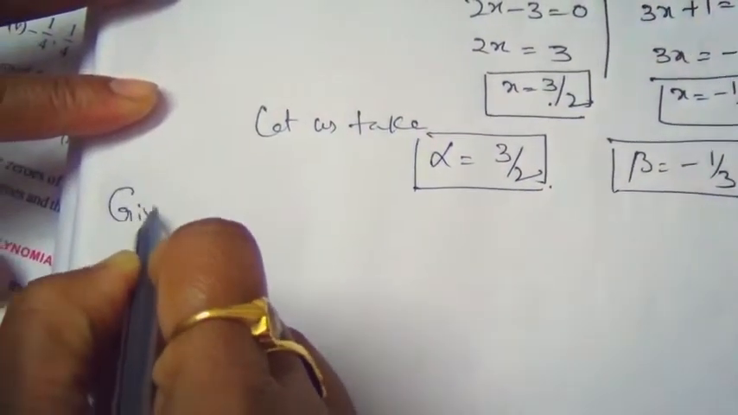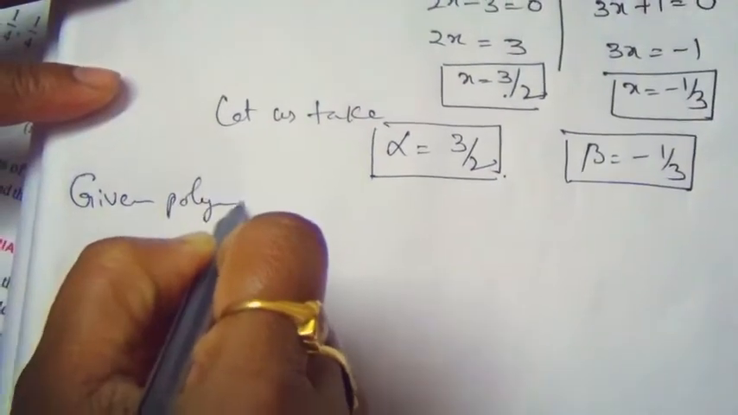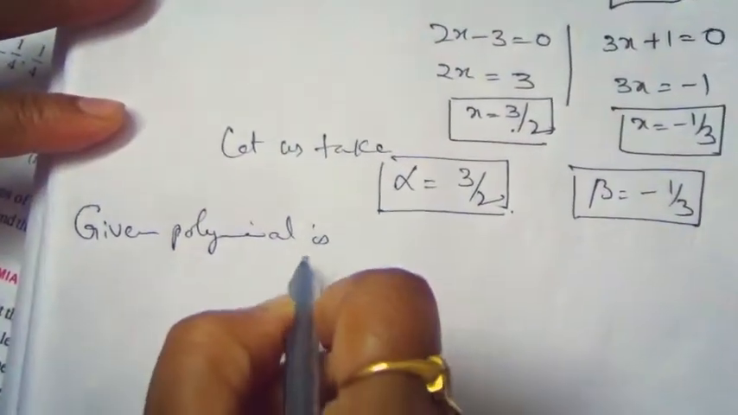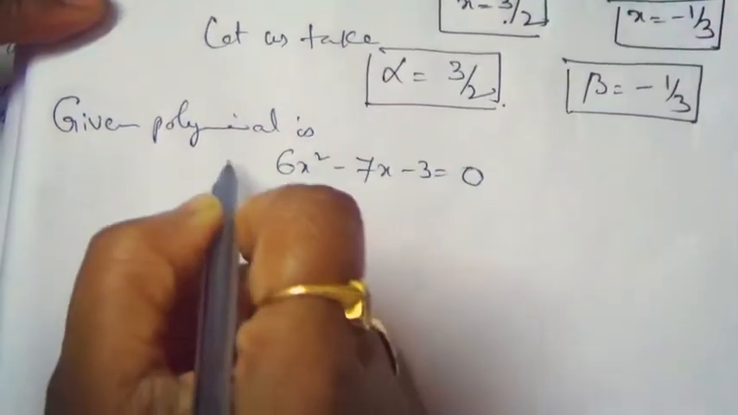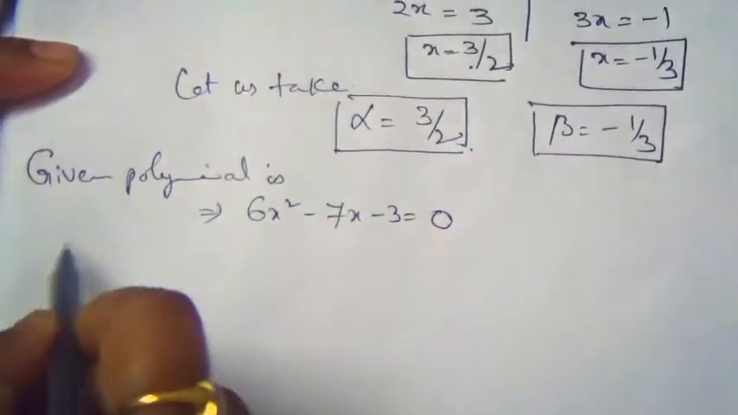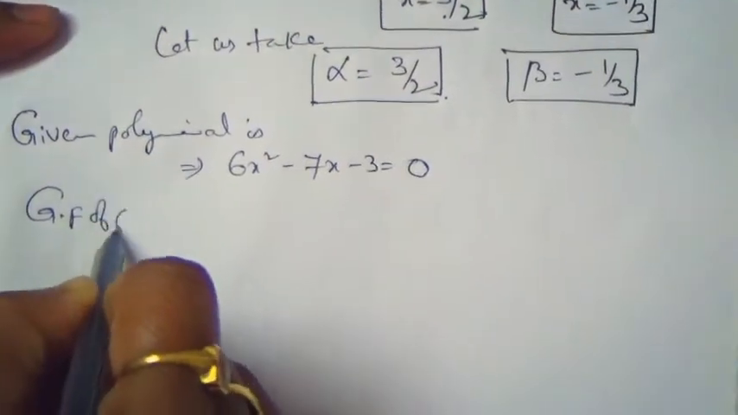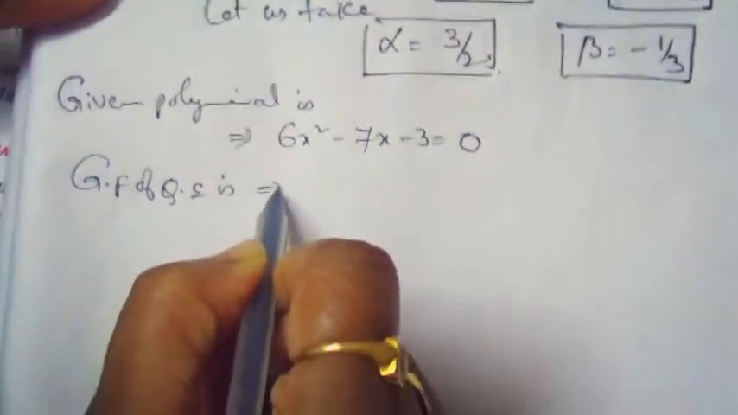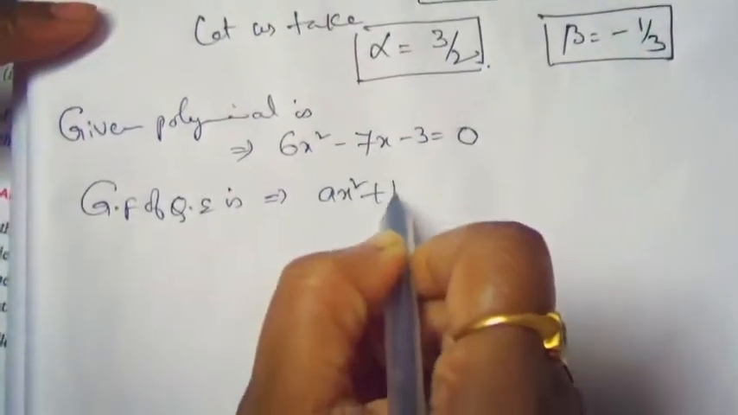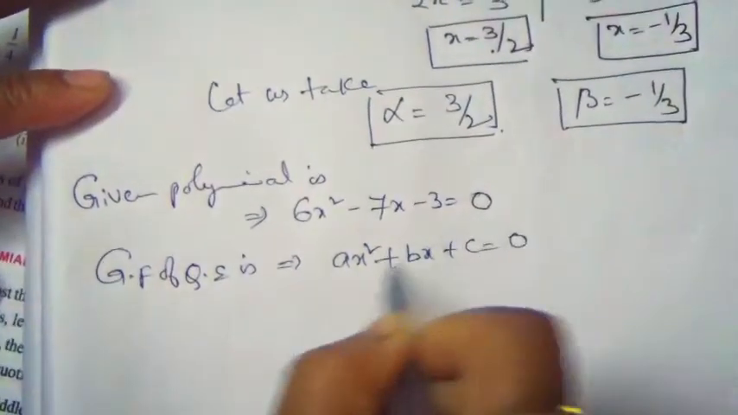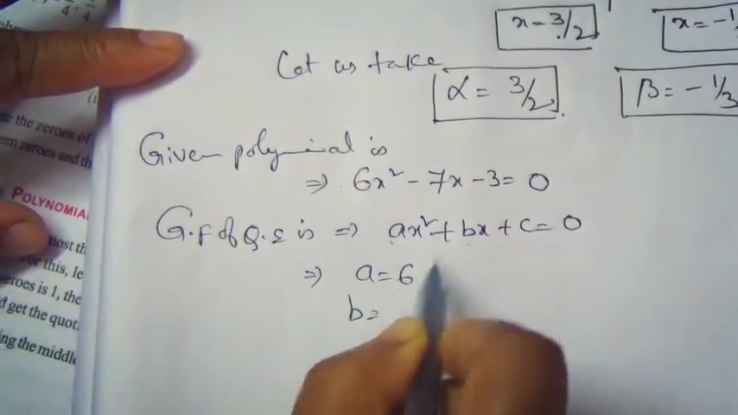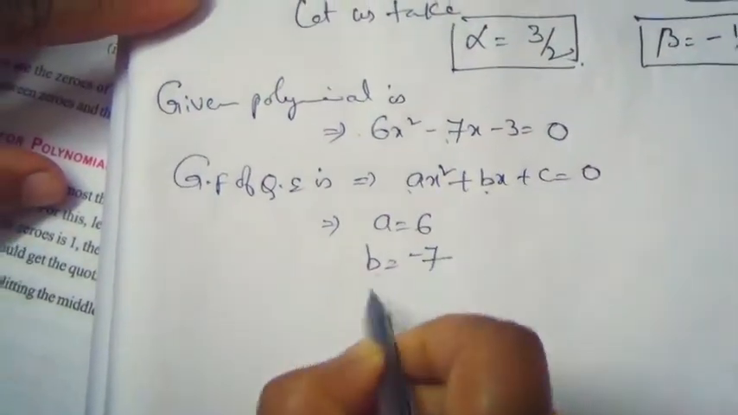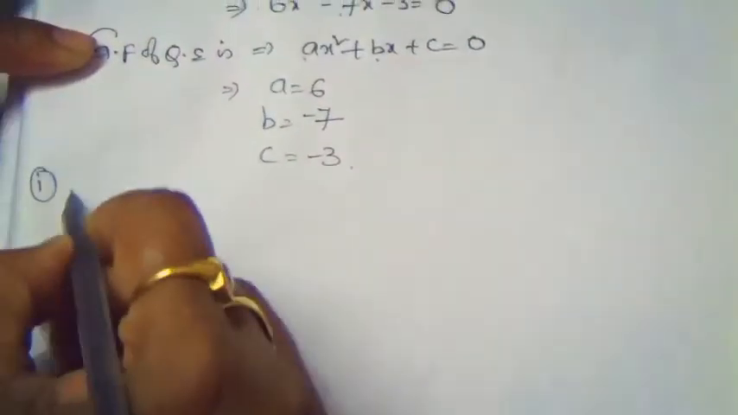So the given polynomial is 6x square minus 7x minus 3 is equal to 0. I made this equation in order, and the general form of a quadratic equation is ax square plus bx plus c is equal to 0. In the place of a, we have 6, in the place of b minus 7, in the place of c we have minus 3.